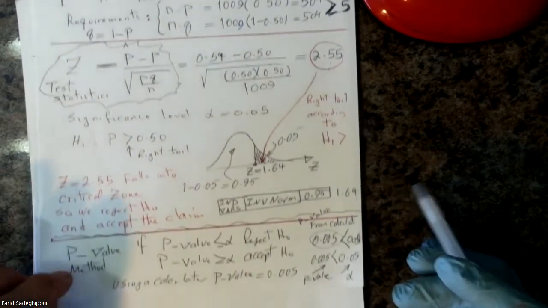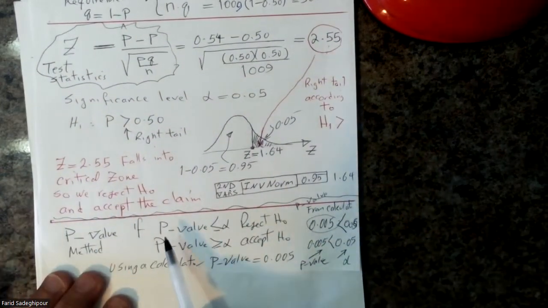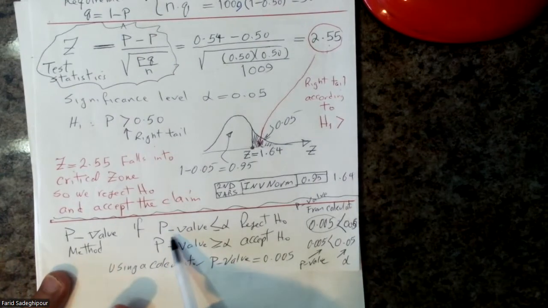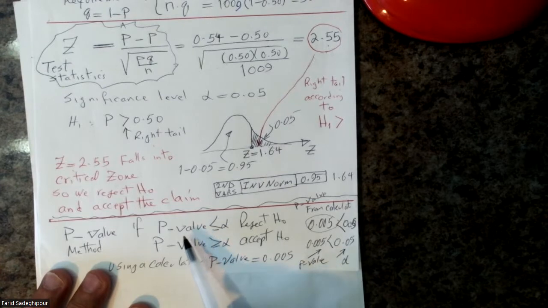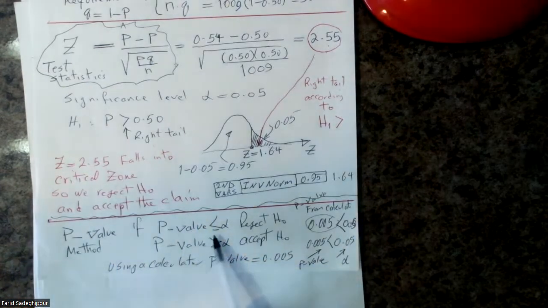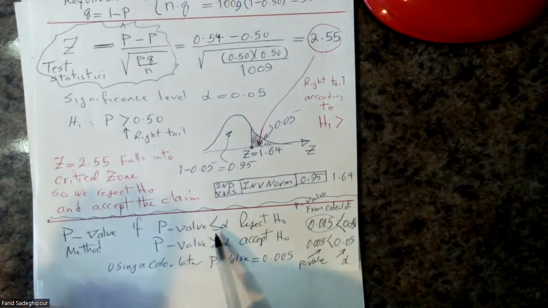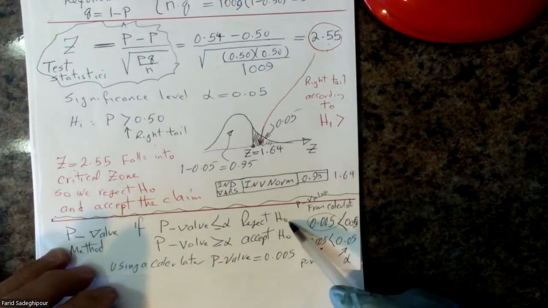And when we use the calculator, it would also do the p-value. If you find the p-value, as we will see in the next several examples, you could also compare the p-value with alpha, and that would tell you whether you should reject the null hypothesis or not.